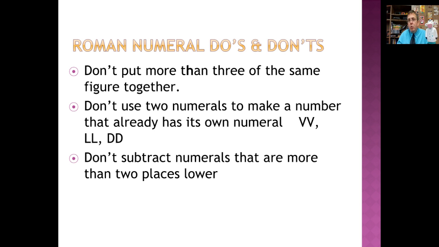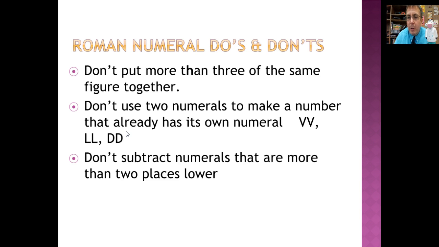Also, don't use 2 numerals that already make a number that has its own numeral. For example, VV would be X, 10. LL would be 100, C. DD would be 500, M. The Romans were very efficiency oriented and didn't like doing sloppy things like that. So you couldn't write 4,000 as M, M, M, D, D, although some of you have tried that, because the Romans would never put a compound numeral to create a number that already existed.